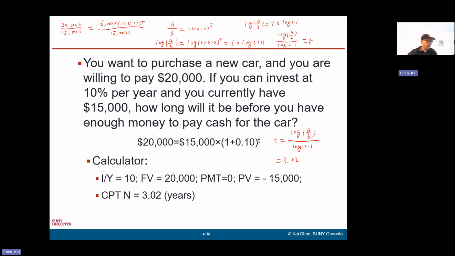then in this case, we know I/Y, that is 10%. We know future value $20,000. Payment 0. Present value negative $15,000. Then N is what we are looking for. After you assign these numbers to the keys in your time value function, then you can click compute and then click N to get 3.02. All right. So that is the second question.